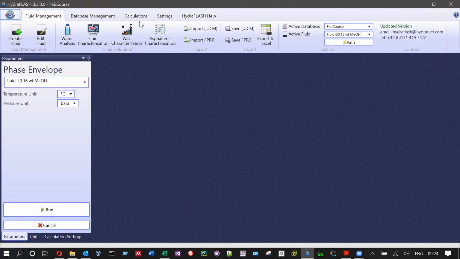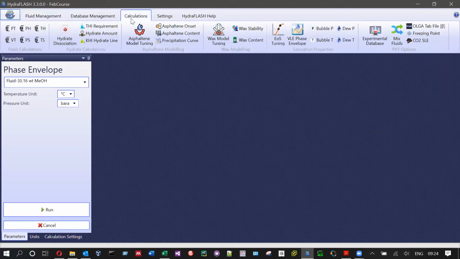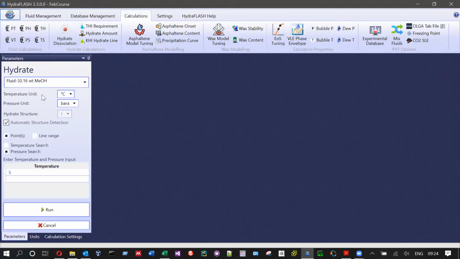system. For the hydrate phase boundary calculations, you need to go to the calculation tab. It's this button, hydrate dissociation. It asks you the units of the temperature and pressure. And also this feature, automatic structure detection, is unique in our software. It gives you the most stable form of hydrate in the system. That means that sometimes, depending on the composition and on the temperature and pressure conditions, you can form different hydrate structures, structure 1 or structure 2.